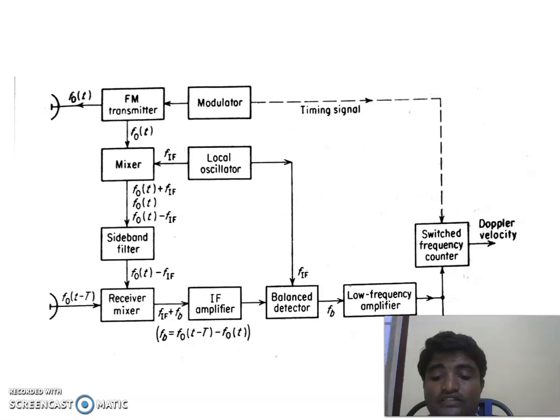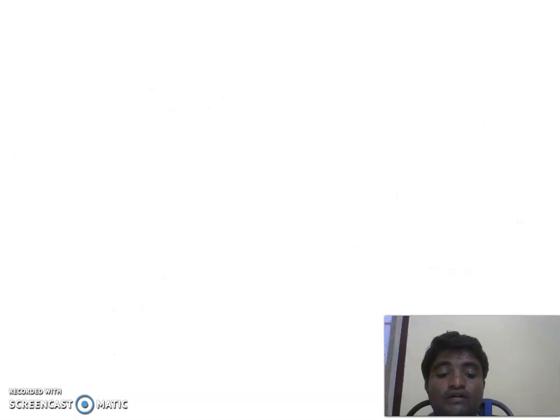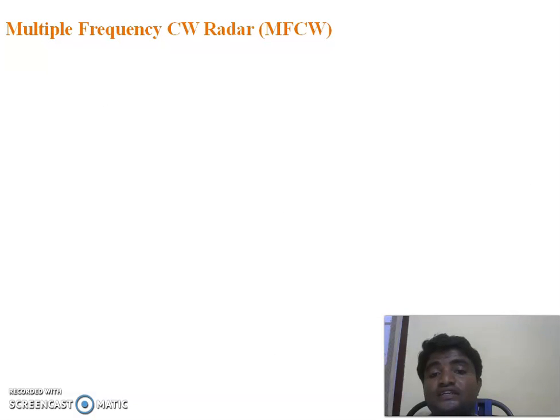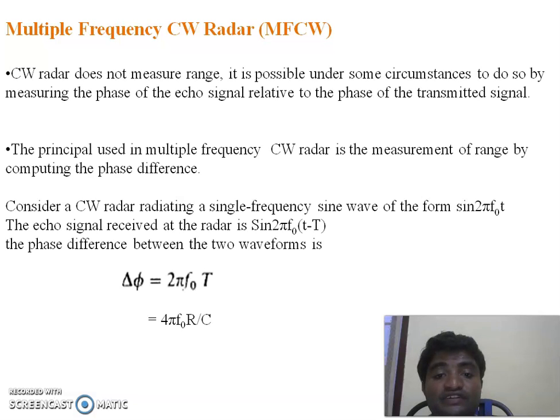And the next concept is multiple frequency CW radar. Normal CW radar cannot measure the range, but it is possible to measure the range by measuring the phase difference.